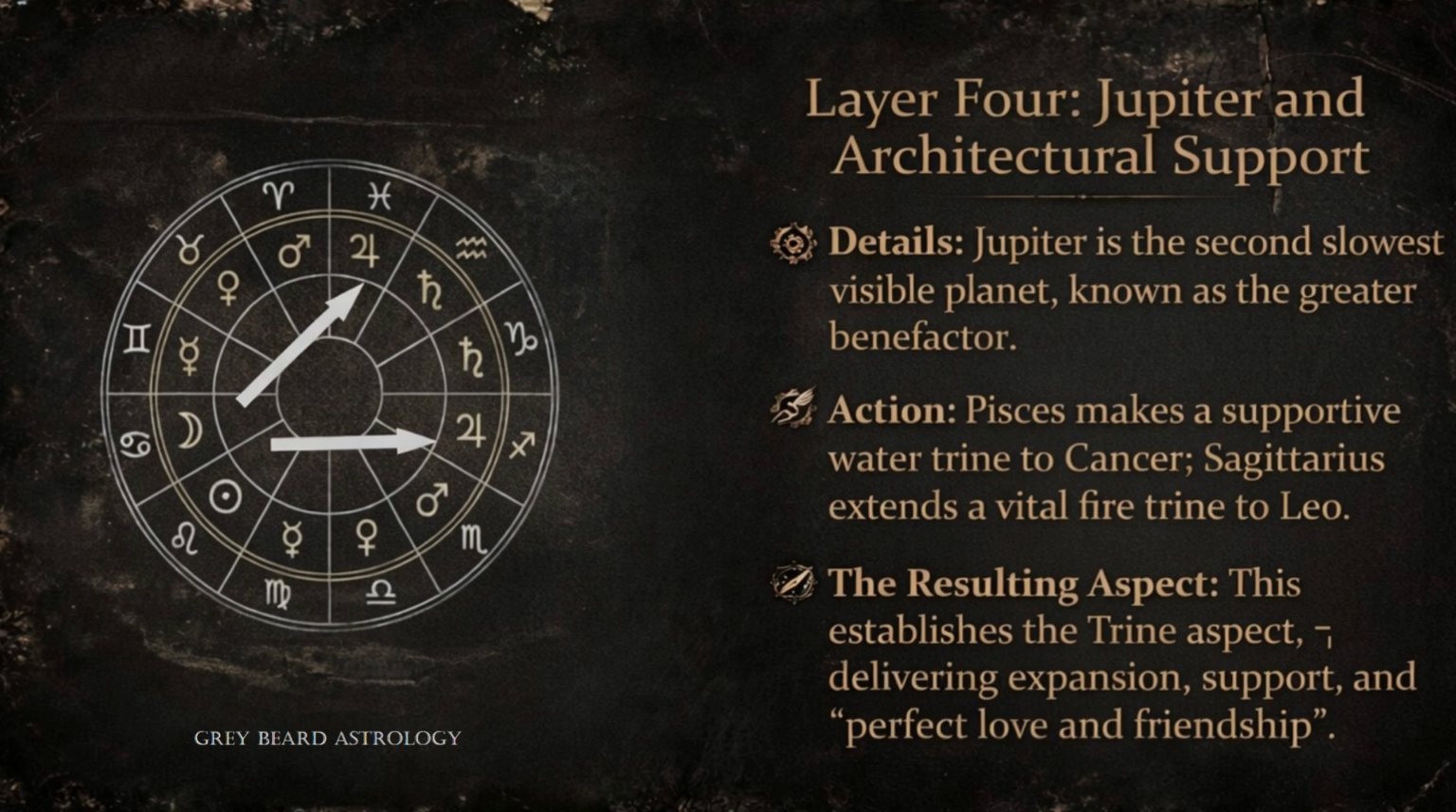I'm sorry, not the houses. The domiciles are the signs that the planets rule over. So Pisces makes a supportive water trine with Cancer, and Sagittarius makes this fiery trine with the Sun. The resulting aspect that, of course, we'll get into later, is a trine, a delivery of expansion, support. The trine was known as perfect love and perfect friendship between the planets.